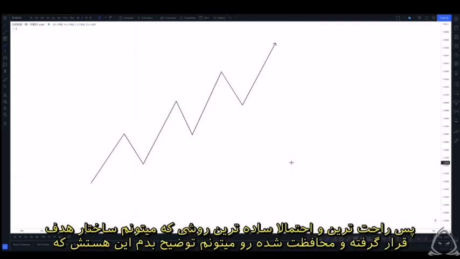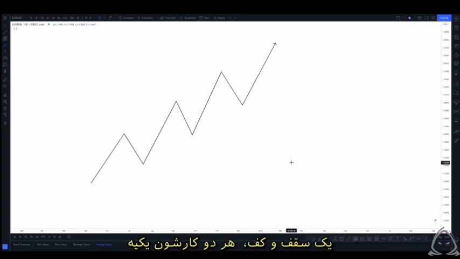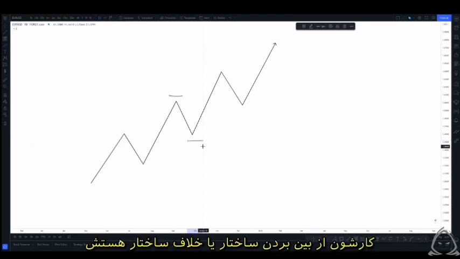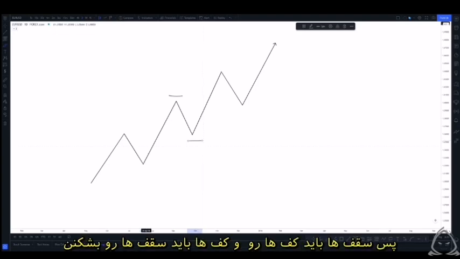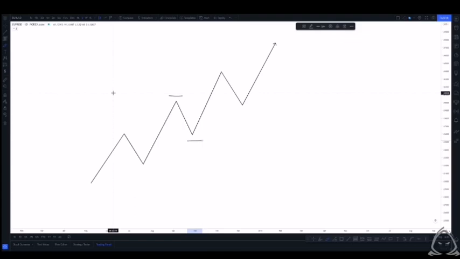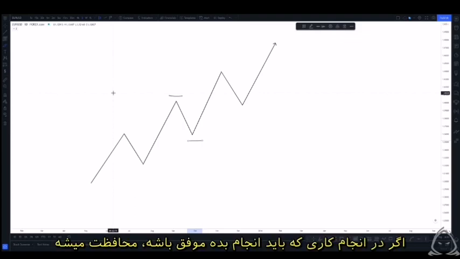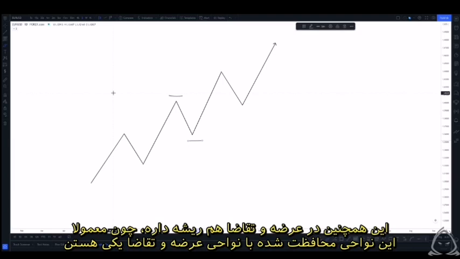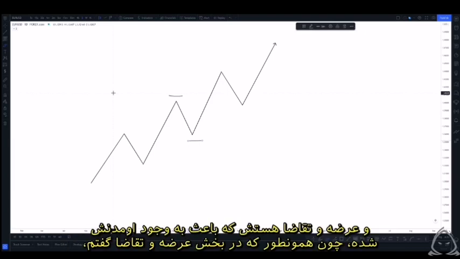So the easiest and probably most simplified way that I can explain protected and targeted structure is that a high and a low, they both have the same job. Their job is to take out structure or counter structure. So highs should take out lows and lows should take out highs. And if a high or a low fails to complete what it is supposed to be doing, it becomes targeted. If it is successful in doing what it's supposed to be doing, it becomes protected. This also roots into looking at supply and demand, because more often than not, these protected areas coincide with supply and demand zones, and that's ultimately what's creating them.